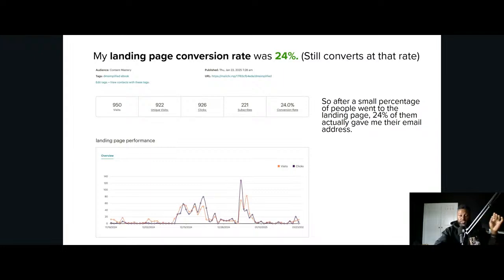So after a small percentage of people who went to the landing page, that's 7% of video D and about 5% of video B, out of those people that went there, 24% of them signed up to be on the email list. Okay, so remember, my best video converted at 7%. So it's not like the entire amount of people that watched the video went to go sign up, right?